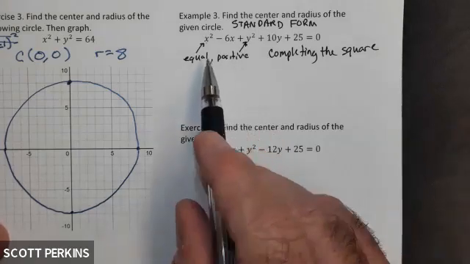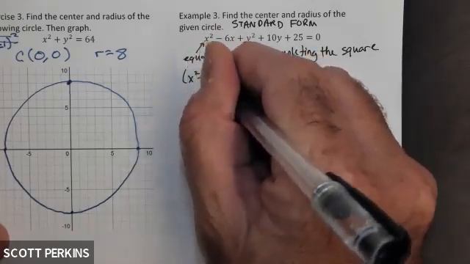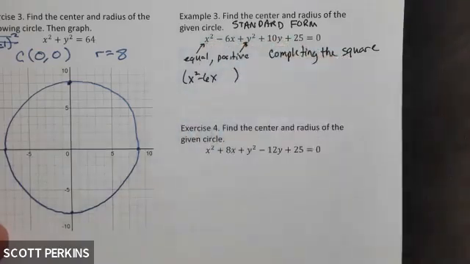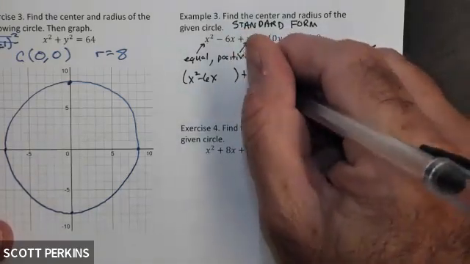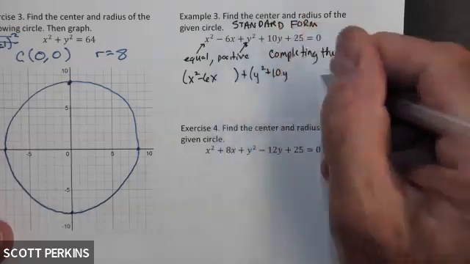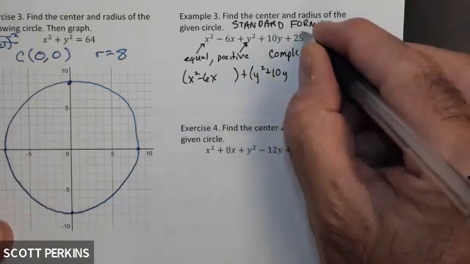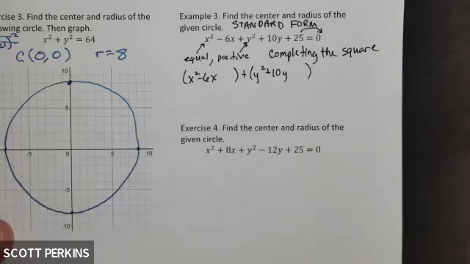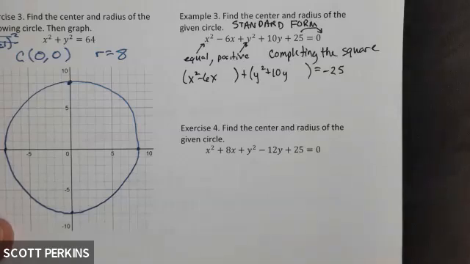So here's my first step. Step 1, I'm going to put a parenthesis around the x squared minus 6x. I'm going to leave a little space. And then I'm going to put a parenthesis around the y squared plus 10y. I'm going to leave a little space. And then that plus 25, that's right there, I'm going to put it on the other side. I'm going to subtract it, and so I have minus 25 on the other side.